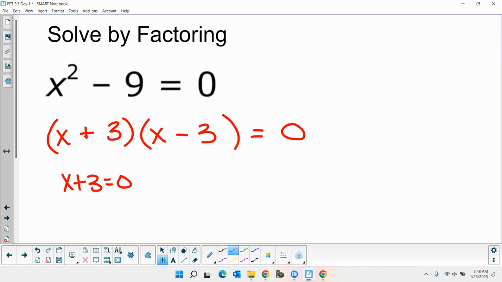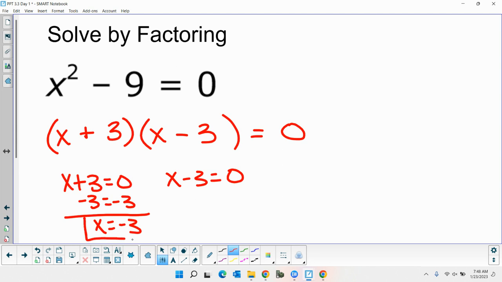here's what we're doing then. If this times this is 0, one of these two factors has to be equal to 0 for the answer to be 0, right? Most of you, like I said, can look at these and tell me the two zeros, but I'm going to show all the work just to remind you what we're doing. So we get positive and negative 3 for our answers.